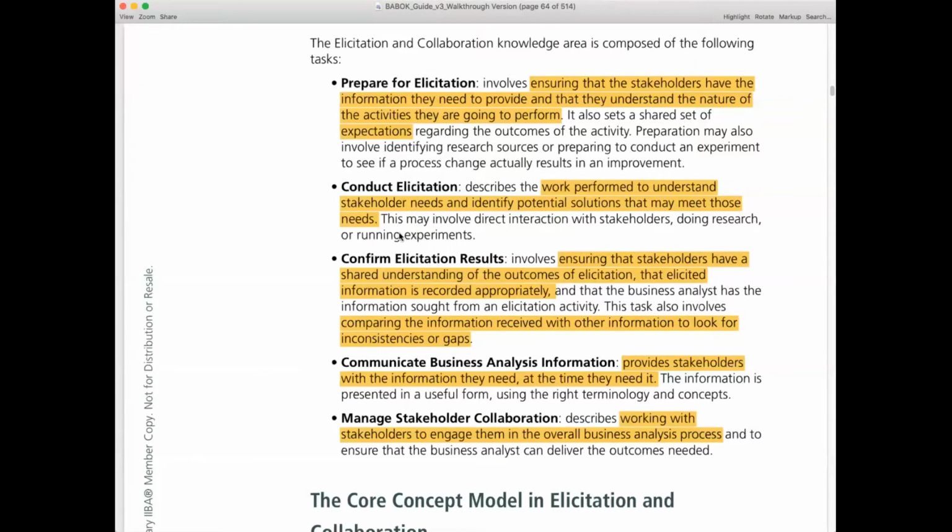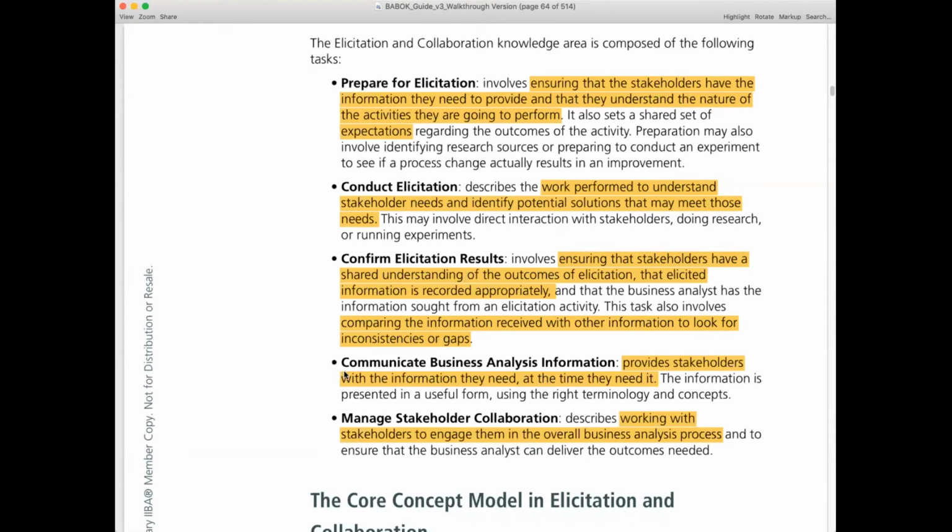Conducting the elicitation, or conduct elicitation, is the work performed to actually understand the needs and identify potential solutions that could potentially solve the needs. So this is where we're actually having those conversations, asking those questions to draw out that information. And confirming elicitation results is what we do to ensure that stakeholders have a shared understanding, basically shared amongst the stakeholders and shared with us, on the outcome of the elicitation and that the information was actually recorded appropriately and correctly. A lot of the times, this involves going back to the source information, or it might involve comparing information received from different sources.